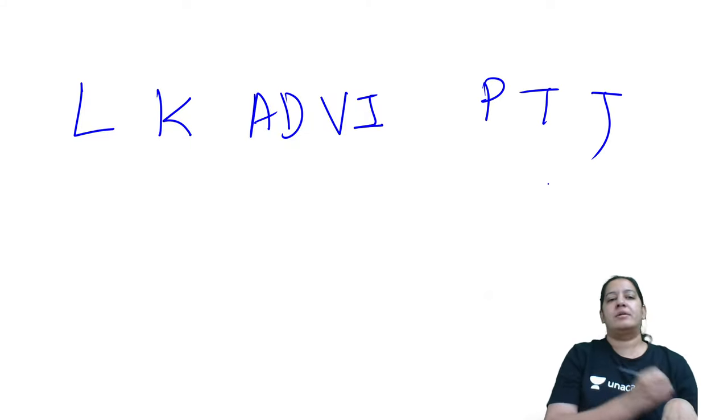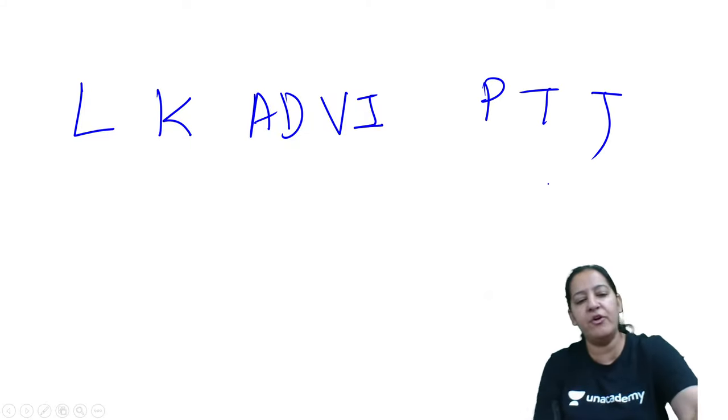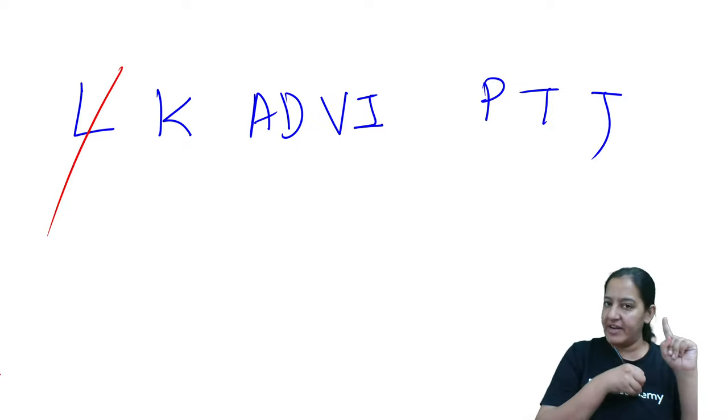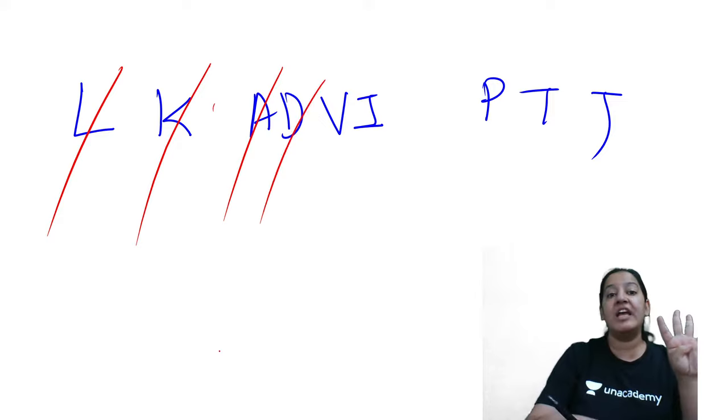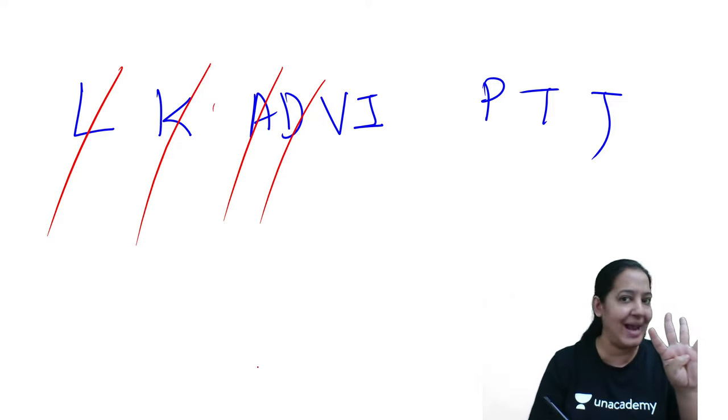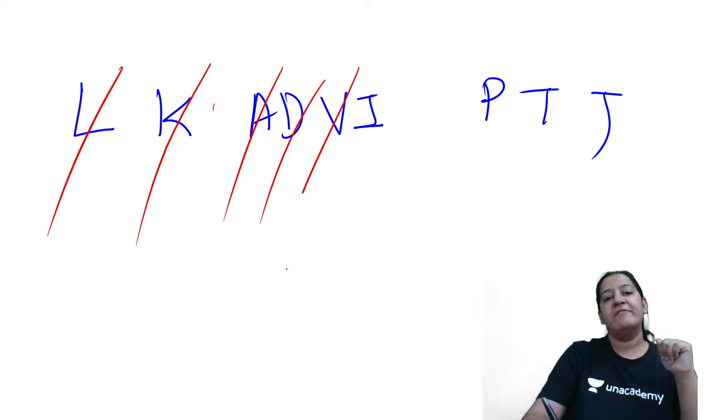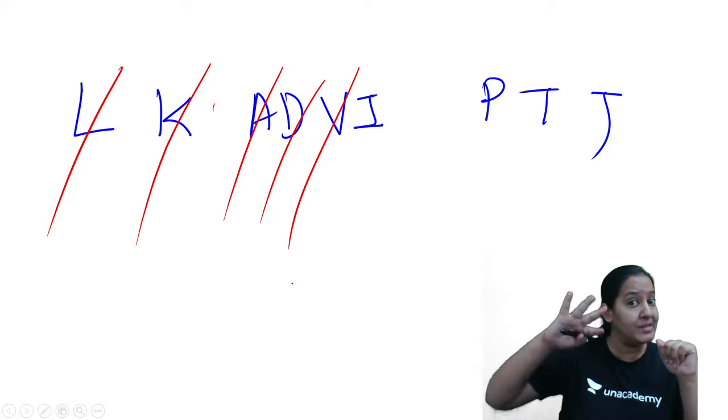LK Advi PT teacher. Who will tell me the full form? L for liver damage. K for kidney damage. A for anti-anabolic actions. B for diabetes insipidus. Mind it, not mellitus. Right? Insipidus. V for vestibular damage in the inner ear causing imbalance.